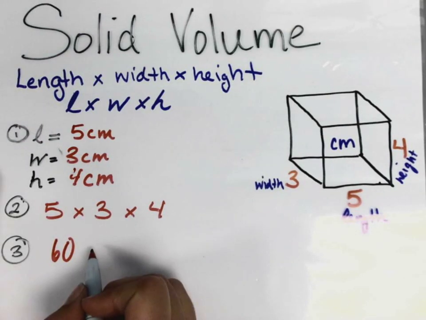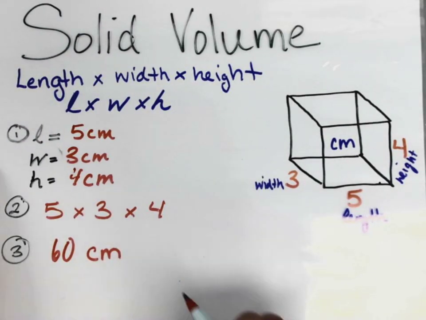The problem though is we need a unit. Our unit that we've been using is centimeters. But there's something special about solid volume. Solid volume is measuring a three-dimensional shape. So something that's in 3D. There's 3 sides, length, width, and height. So we need to make sure our unit also represents that 3D shape.